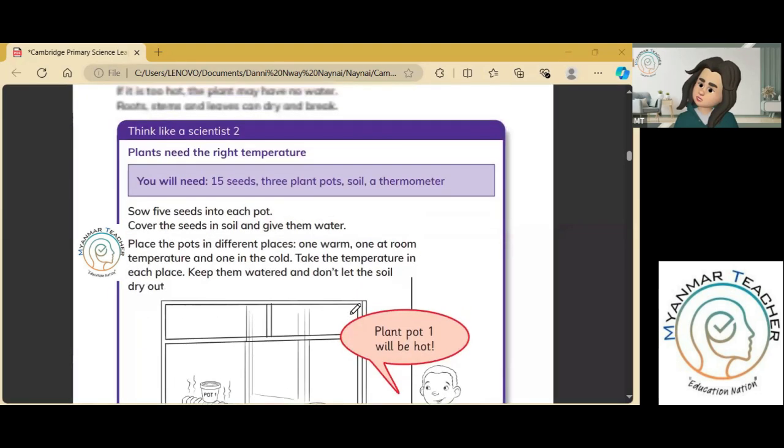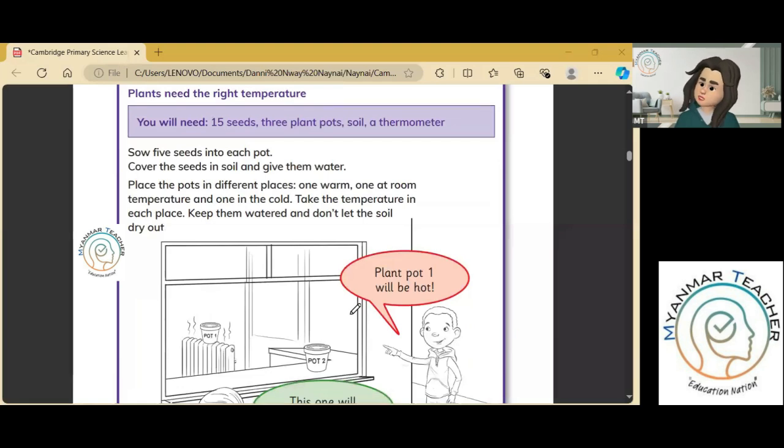Think like a scientist too, which is an activity we're going to do. Plants need the right temperature. You will need 15 seeds, 3 plant pots, soil, and a thermometer. You don't have to do this at home, but we'll just see it and we'll learn from it.